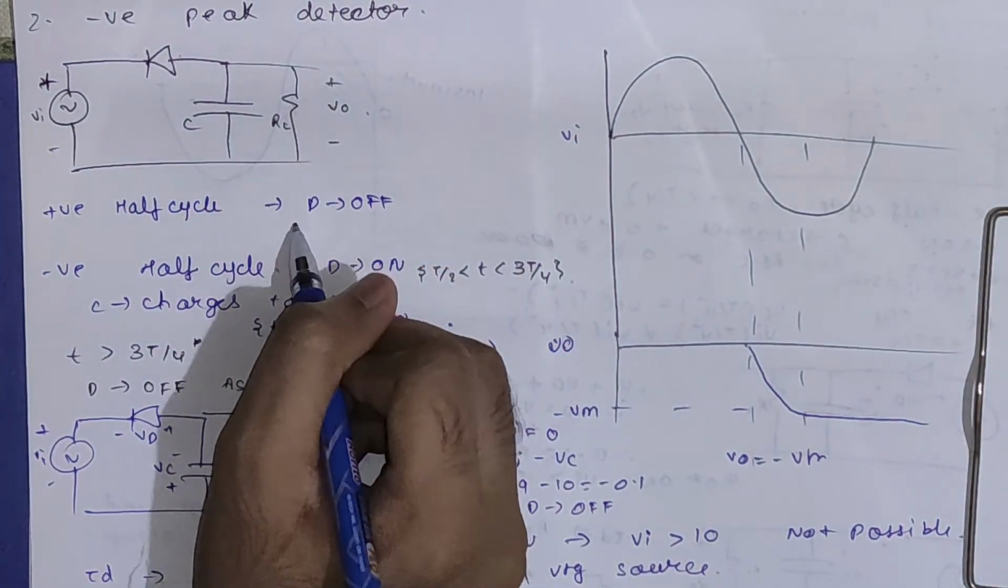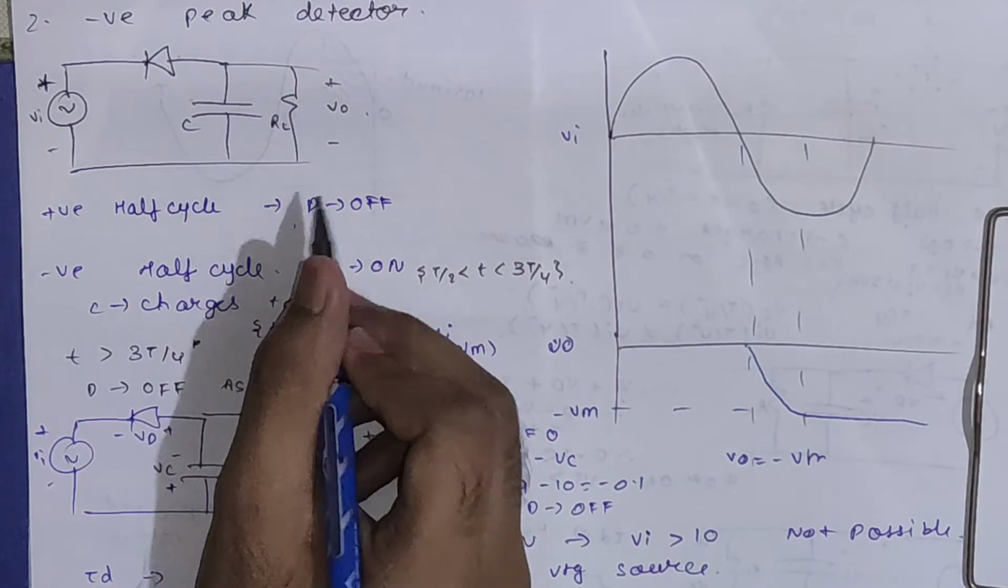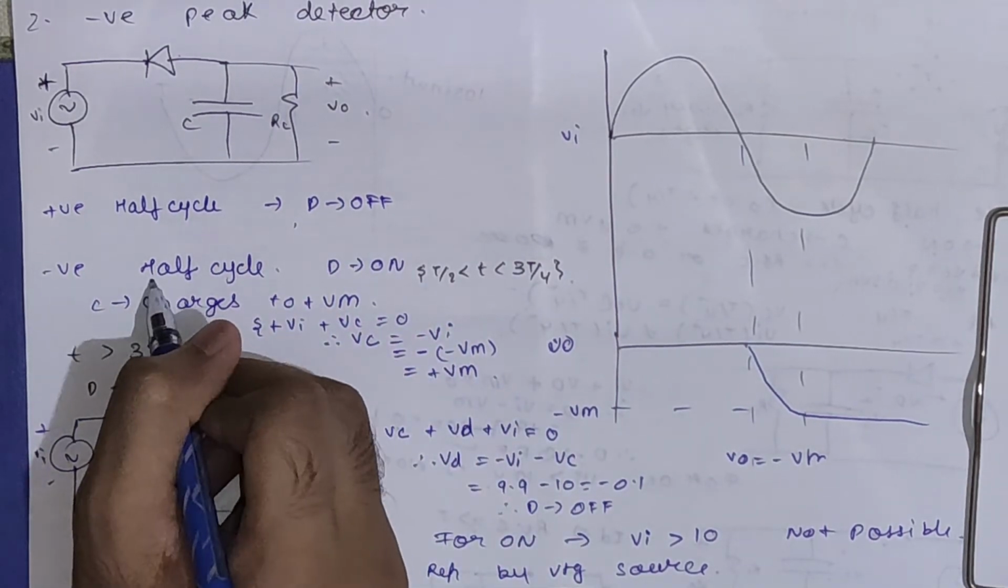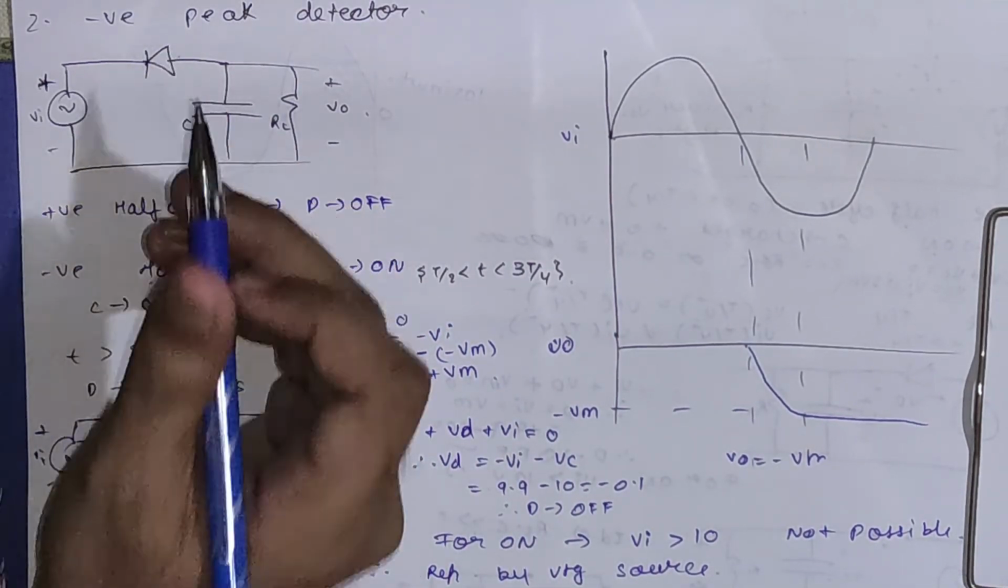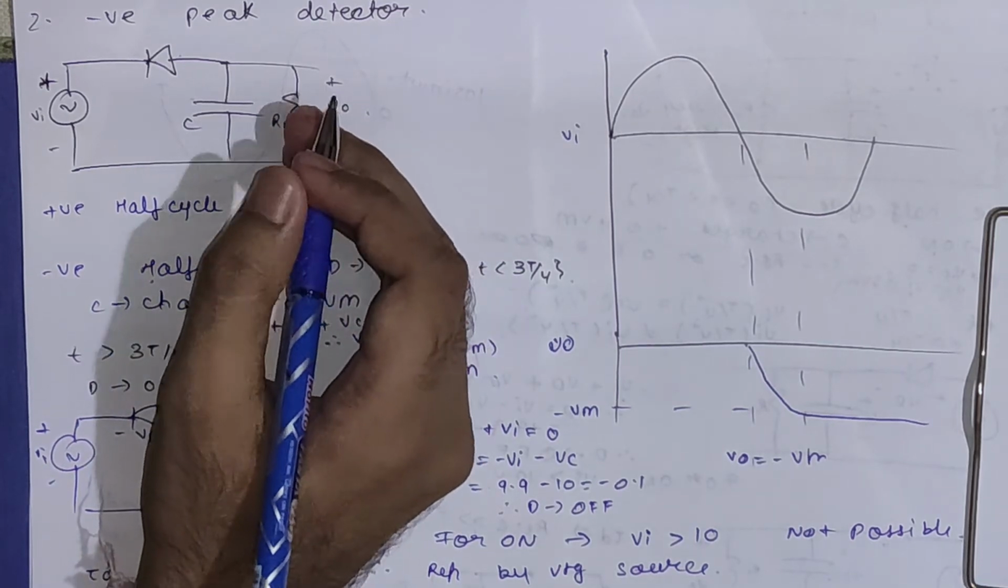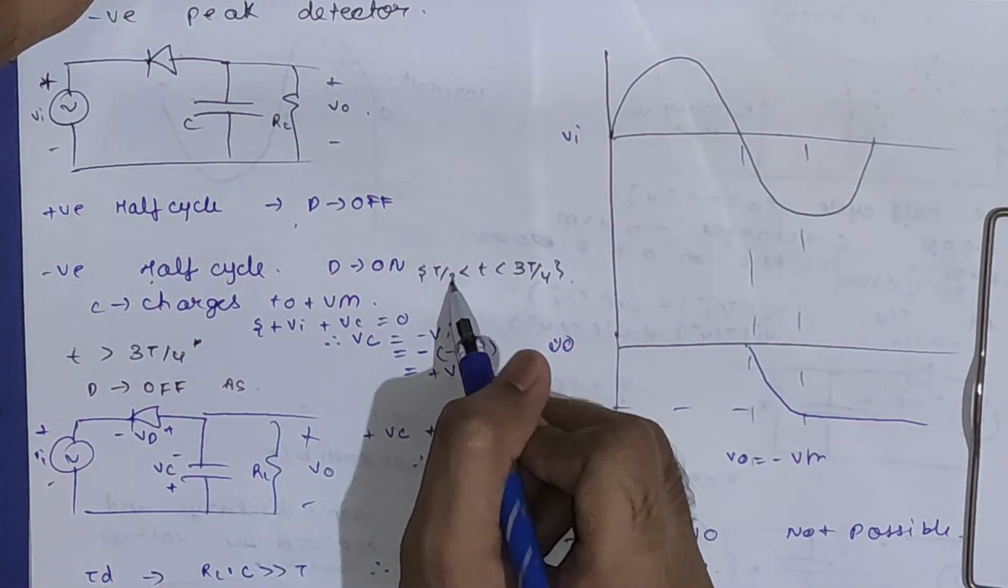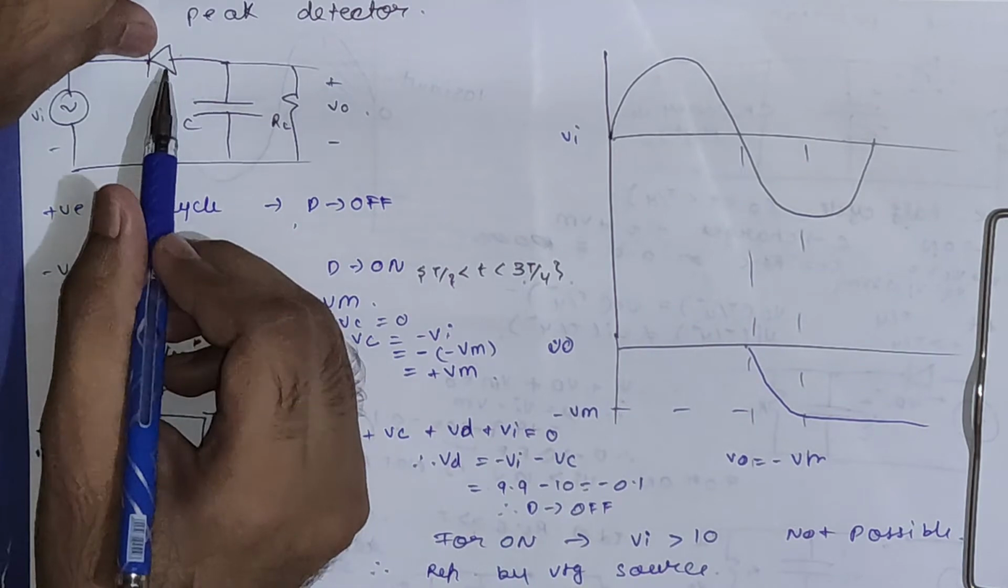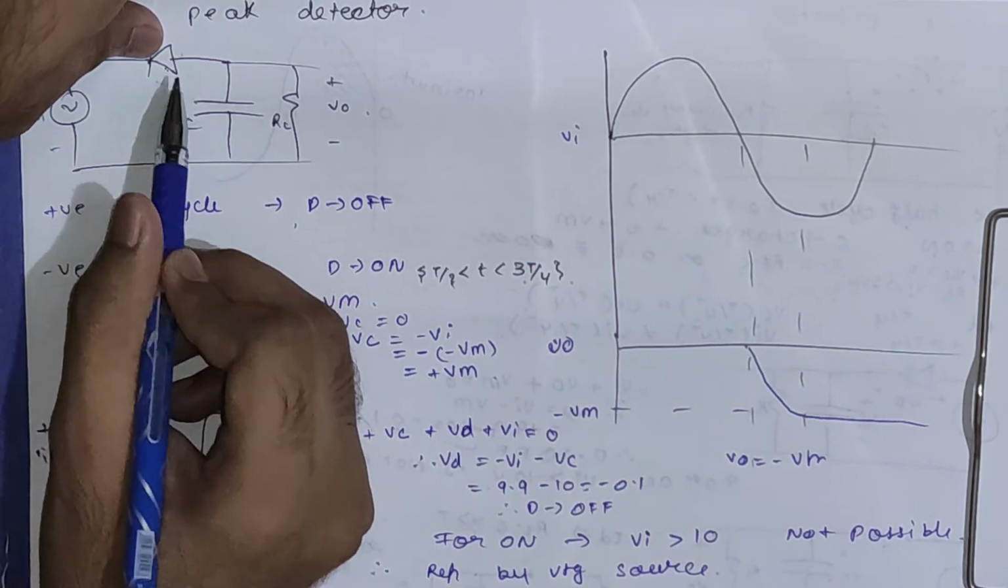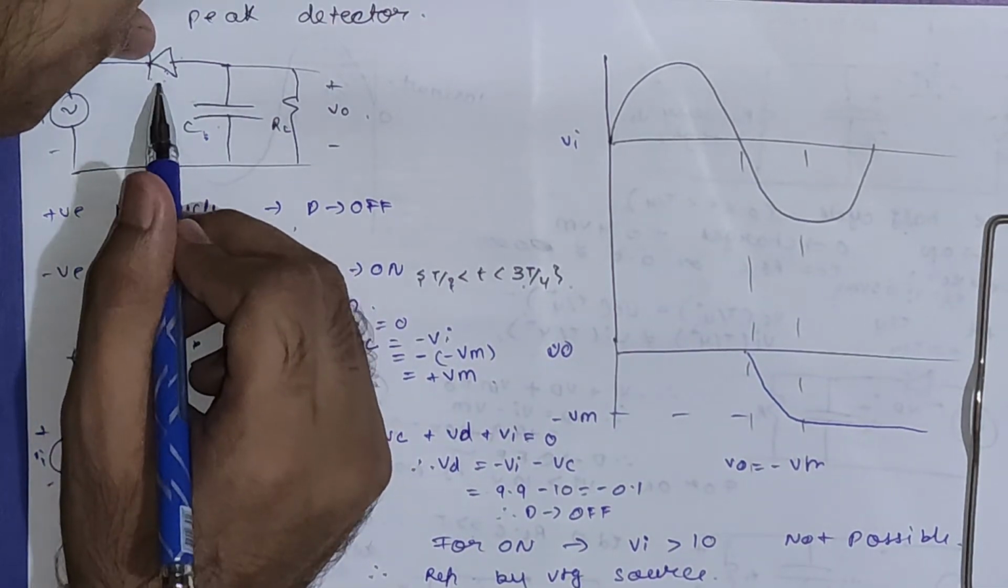So for the positive half cycle, you can see the diode will be off, so you can skip this waveform. For the negative half cycle, you can see the diode is going to turn on. So we will consider half of the portion, which is nothing but T by 2 to 3T by 4. At this time the diode will be on and the capacitor will get the charging path through this diode.